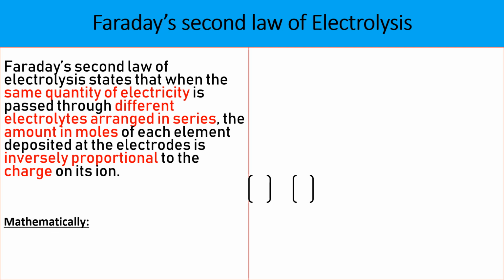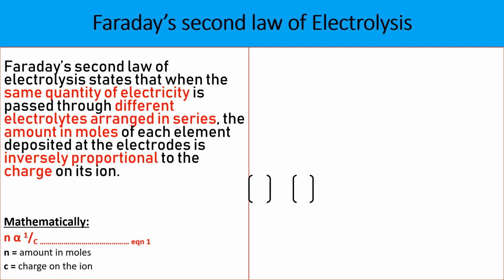So we can express this statement mathematically, and you will recall that there is a word used there, electrodes, meaning that we have more than one electrode. We have discussed the electrodes: we have the anode and we have the cathode. So one element will be discharged at the anode, the other one will be discharged at the cathode. So mathematically, how do we express this law? What we are saying is that the amount in mole is inversely proportional to the charge on the ion that is discharged at the anode or at the cathode.